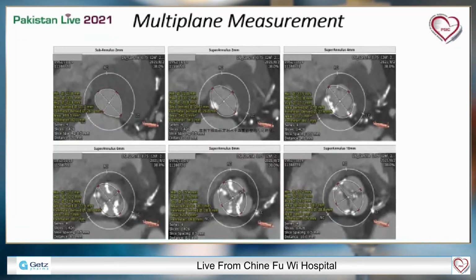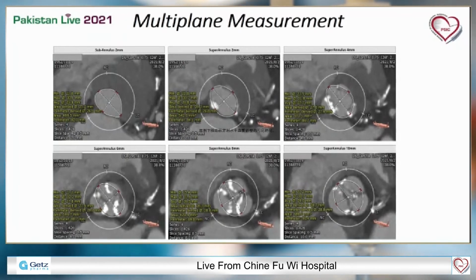For the multiplane CT scan measurement, we can see this patient has three... Okay, so let me say something for the introduction. In the past we tried to develop different measurements for the valve, so we developed multiplane measurement. We analyze from the annulus level up to the STJ. We try to find where the anchoring area is. So this is our aim.